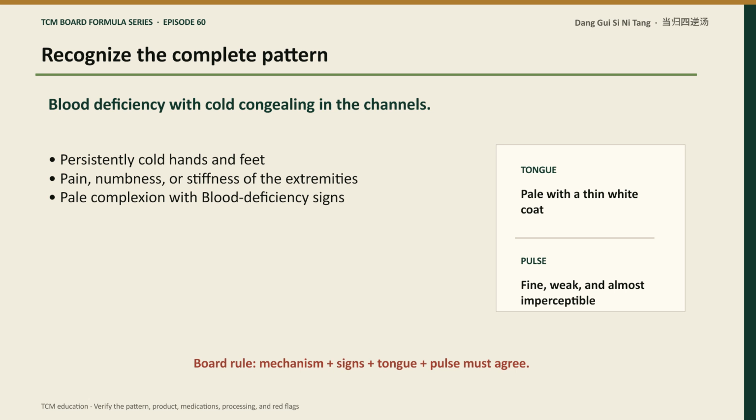Look for persistently cold hands and feet, pain, numbness, or stiffness of the extremities, pale complexion with blood deficiency signs. The tongue is pale with a thin white coat. The pulse is fine, weak, and almost imperceptible. Mechanism, symptom cluster, tongue, pulse, and treatment strategy must agree. One dramatic symptom alone is not enough to justify a formula.